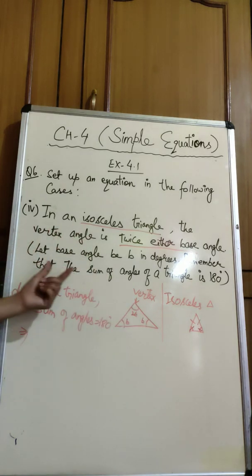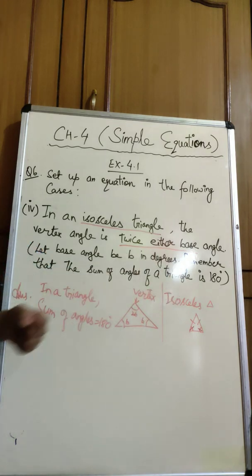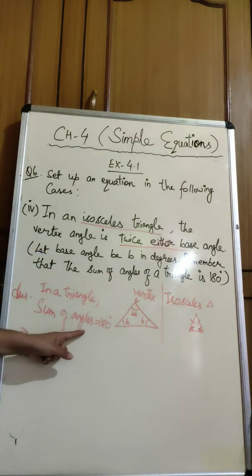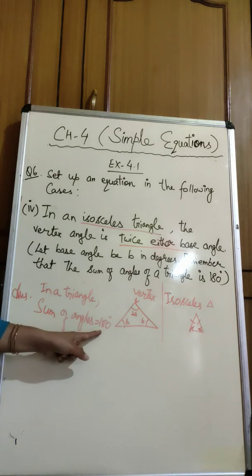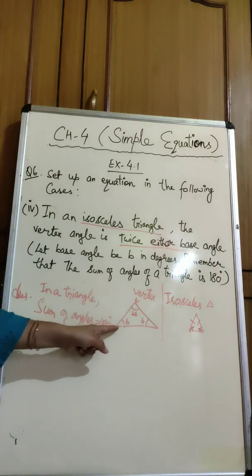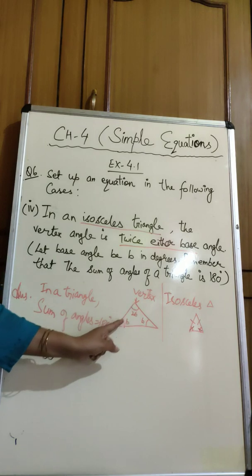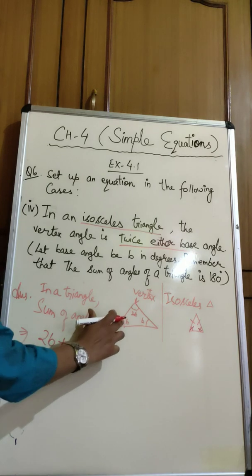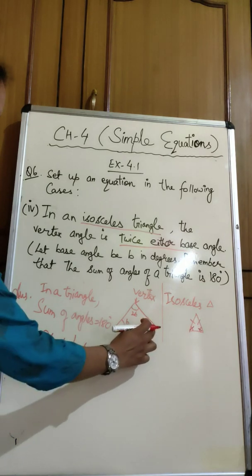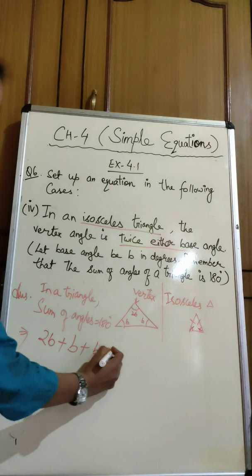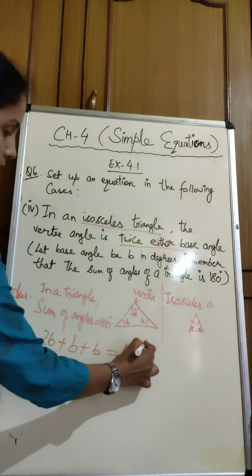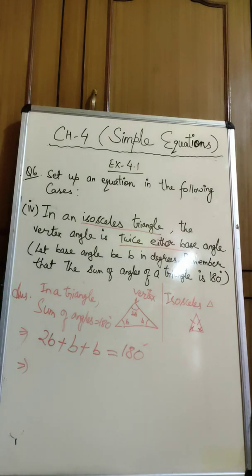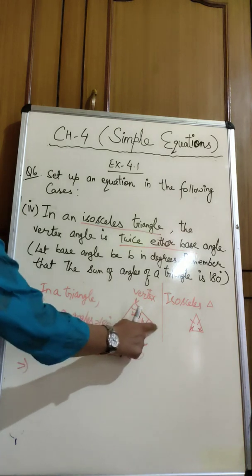Now the sum of the angles of a triangle is equal to 180 degrees. We know that in a triangle, the sum of the angles is equal to 180 degrees. In a triangle we have 3 angles: 1, 2, 3. So their sum, that is 2B plus this B plus this next angle B, is equal to how much? 180 degrees. The sum of these 3 angles is equal to 180 degrees.